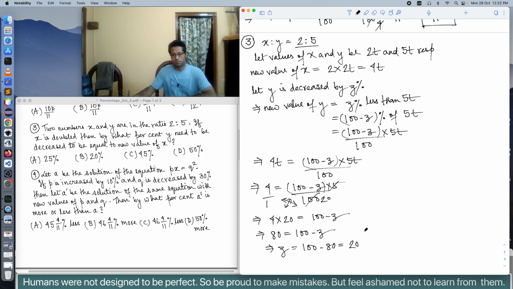So Y needs to be decreased by 20% so that its value will be equal to the new value of X, and hence the correct choice is B. B is the correct choice.